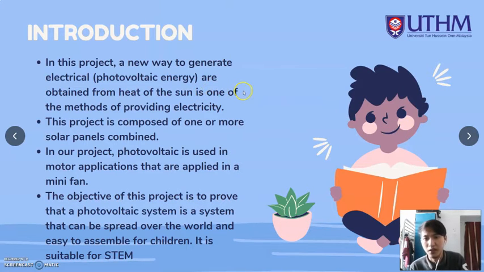In this project, we create a new way to generate electrical by photovoltaic energy obtained from heat of the sun is one of the methods of providing electricity. This project is composed of one or more solar panels combined. In our project, photovoltaic is used in motor applications that are applied in a mini fan. The objective of this project is to prove that a photovoltaic system is a system that can be spread over the world and easy to assemble for children. Is it suitable for STEM?